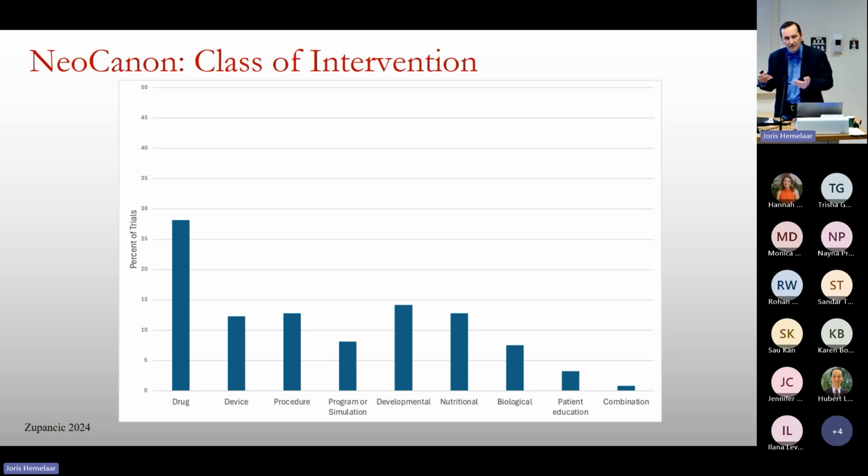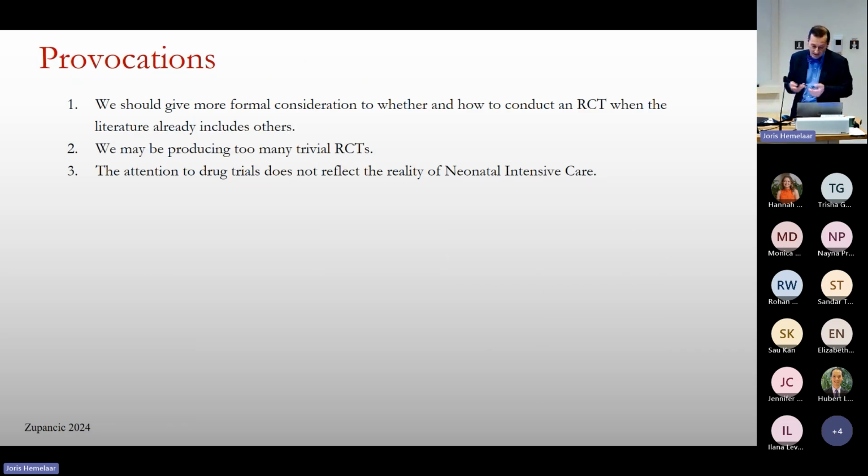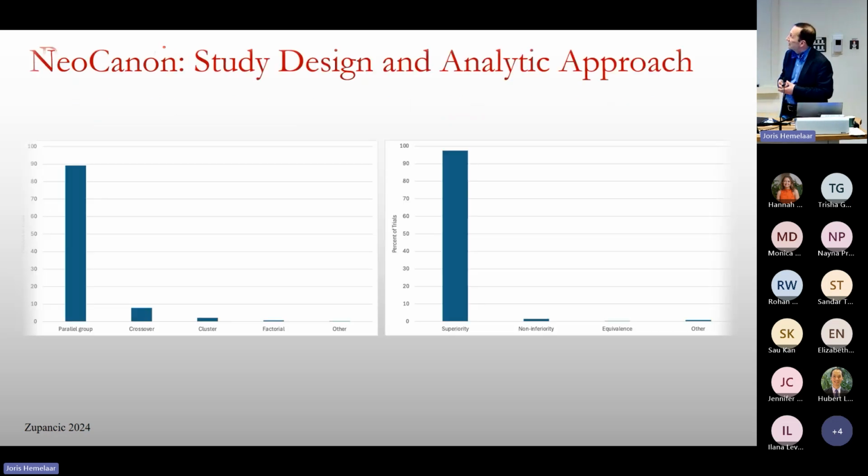So this is interesting. If you're a neonatologist or an intensivist, you'll know that most of what we do involves a fairly modest number of drugs, whereas every baby has devices that they're responding to or being treated with. So the number of device trials is actually, I think, very low for what it is that we do as intensivists. So my provocation on this chart is that the attention to drug trials doesn't really reflect the reality of neonatal intensive care. How about study design?